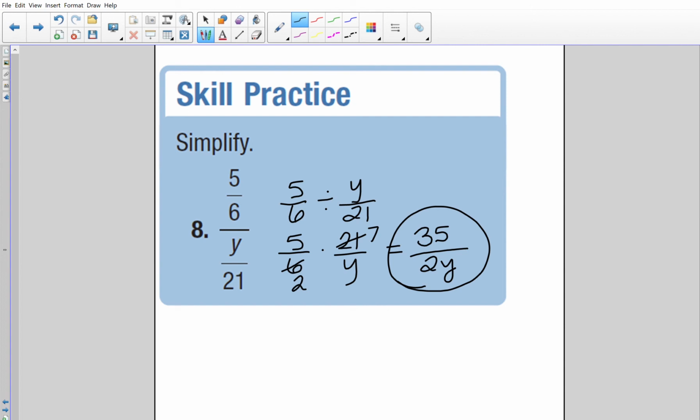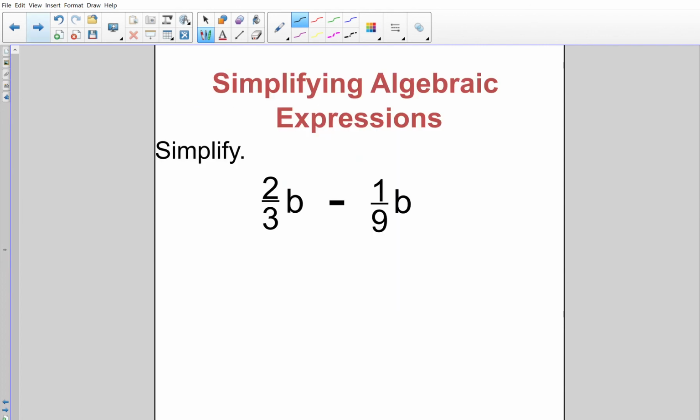Okay, so let's look at the last two problems here. These are just simplifying algebraic expressions, and what I want you to notice is that they have the same variable term. They both have b's. So really I'm just looking at 2/3 minus a ninth. So if I wanted to use my calculator, 2/3 minus a ninth, just keep the b on the end and I'm good. If I'm doing this by hand, then I want a common denominator, and my common denominator here is going to be 9.